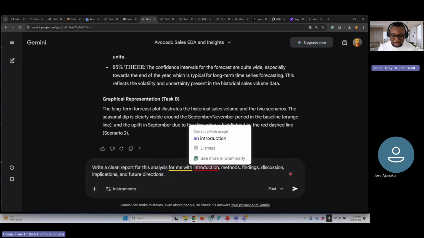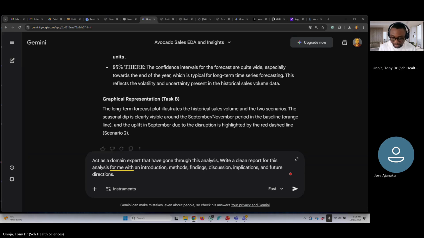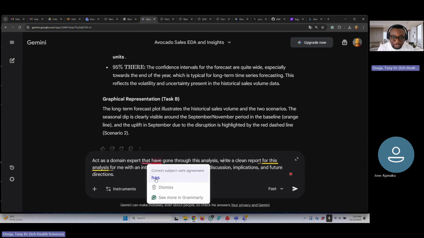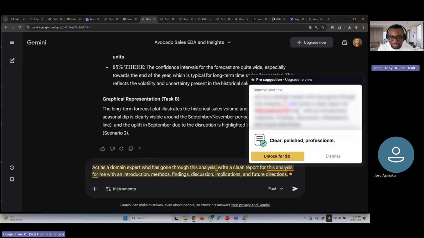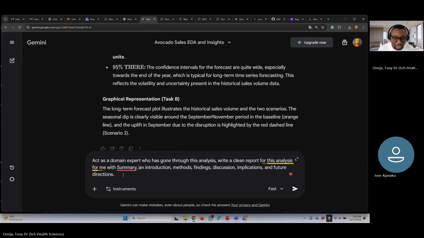Of course, remember, I give it a role: act as the domain expert who has gone through this analysis, and write with a summary. Very important: recommendations and future direction.